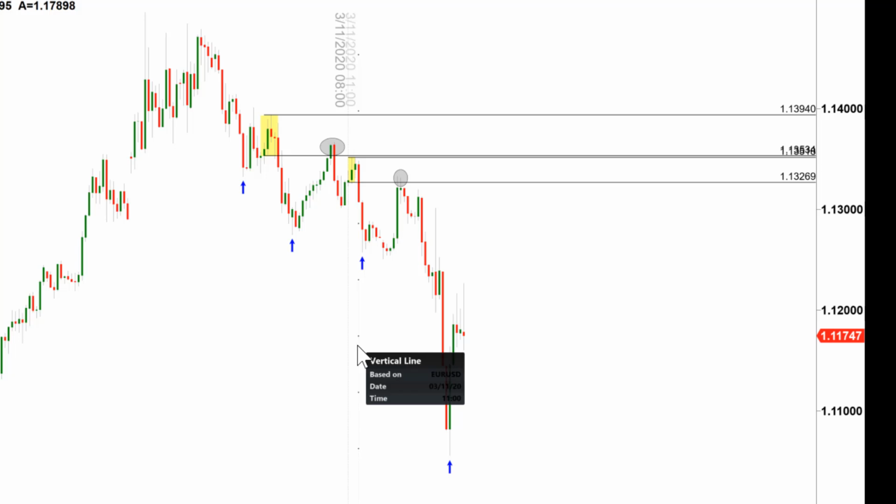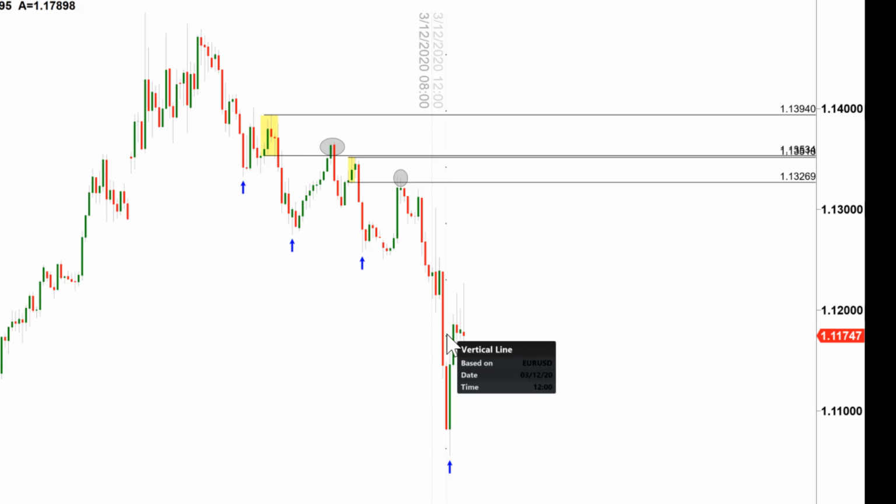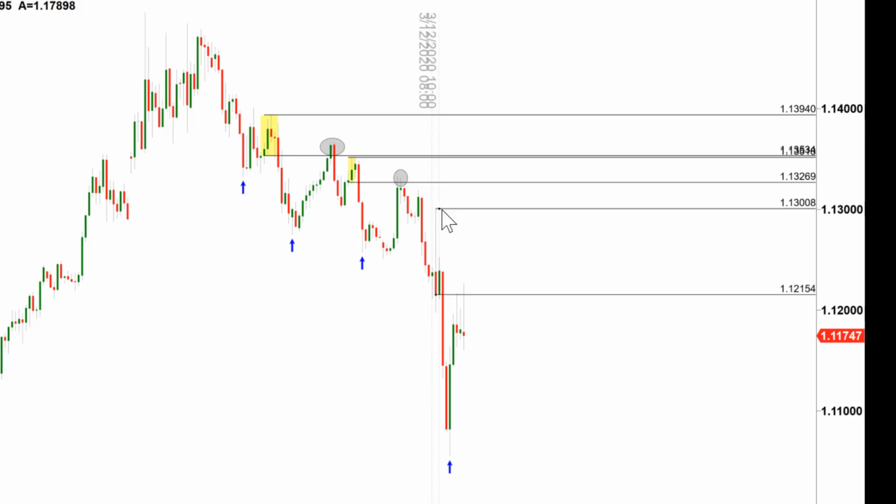Okay, so we can once again look for 8 a.m. to 10 a.m. right here. However, quite a messy area, right? Quite a messy area, quite a big area. Nonetheless, would be within the rules. It is supply. We get a new low. It is within the 8 a.m. to 10 a.m. We get a nice explosive move, and look here, we already see price reacting a little bit.